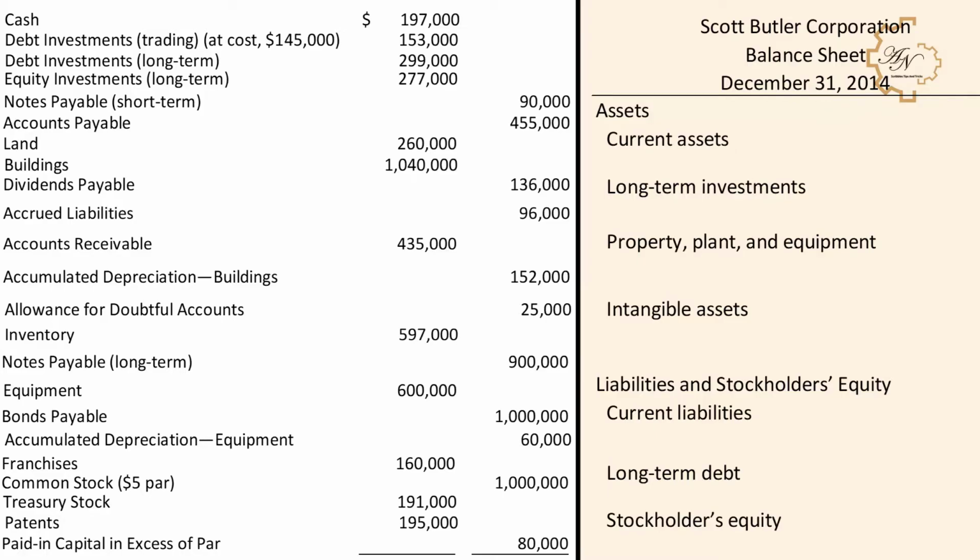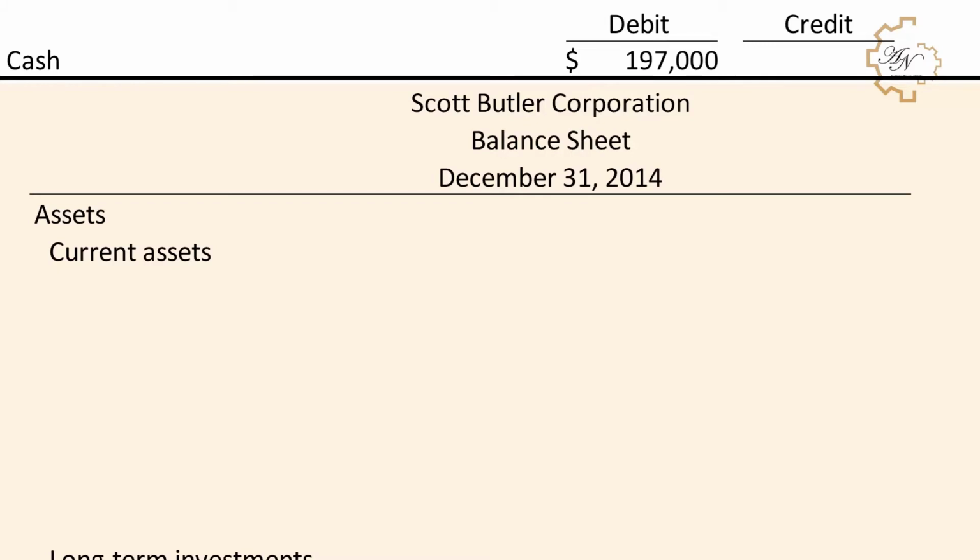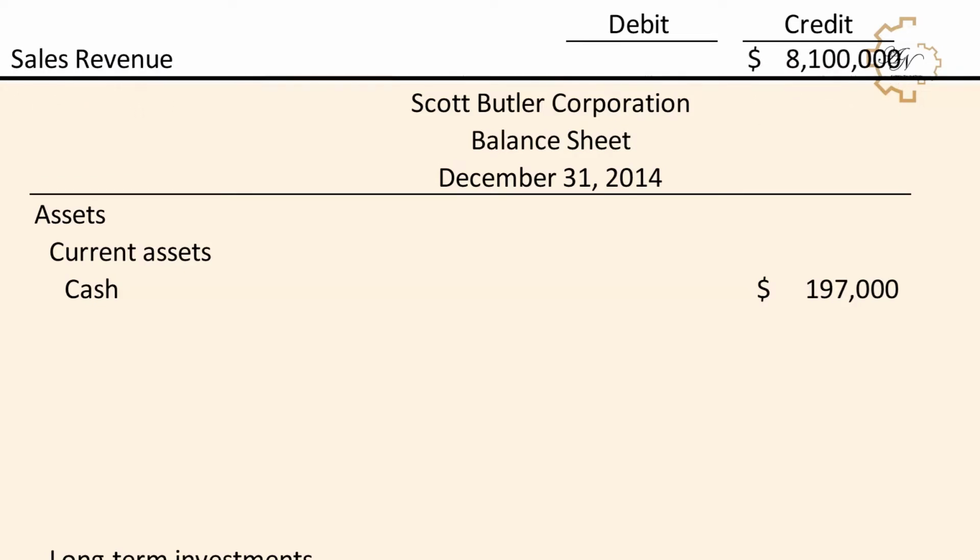The first account is cash, and it has a debit balance of $197,000. It will be transferred to the current assets section of the balance sheet. Sales revenue $8,100,000. It's an income statement account. In order to focus on our topic, we'll exclude all income statement accounts and only review balance sheet ones. You can watch an income statement video if you like to know more.